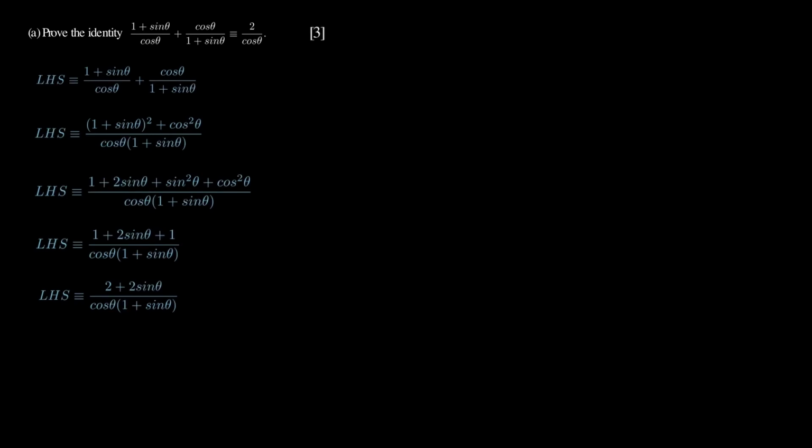Within the numerator, we can factorize each one of the terms by 2, and if we do, we get 2 times 1 plus sine theta over cosine theta multiplied by 1 plus sine theta. We can see that 1 plus sine theta is repeated in the numerator and the denominator, and they can be cancelled. If we do that, the left-hand side would equal 2 over cosine theta, and that was the right-hand side. So we can say the left-hand side is equal to the right-hand side, and that's how we prove the identity.